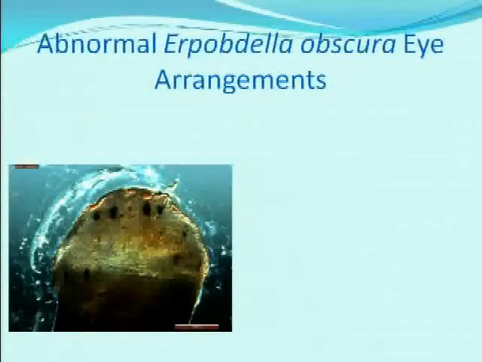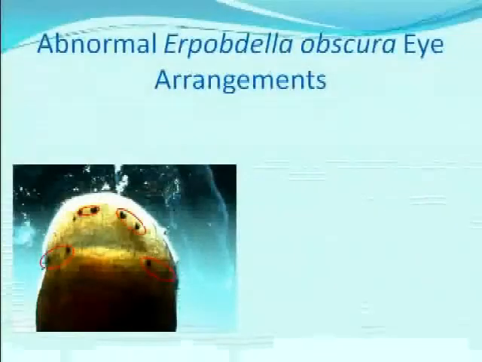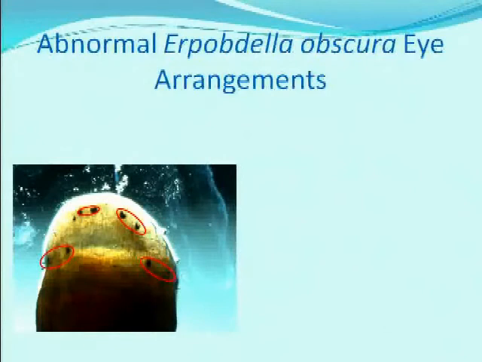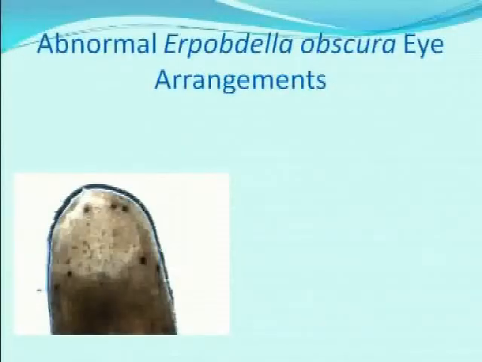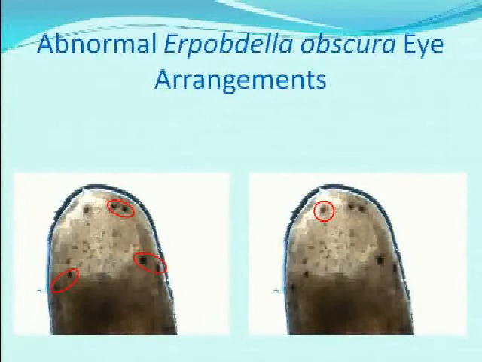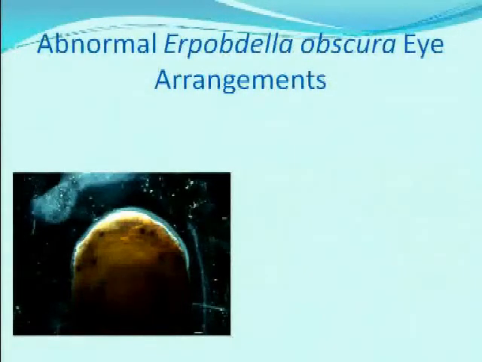Here is an Erpobdella obscura with 4 pairs of eyes. However, it also has an additional eye. And here is a second example of an Erpobdella obscura with an additional eye. The Erpobdella obscura shown here is missing an eye. And here is a second example of an Erpobdella obscura that is missing an eye.